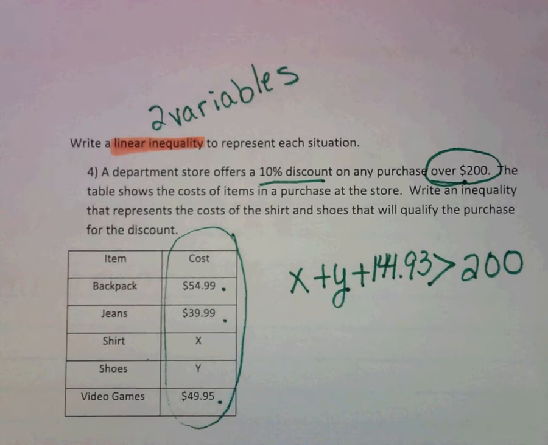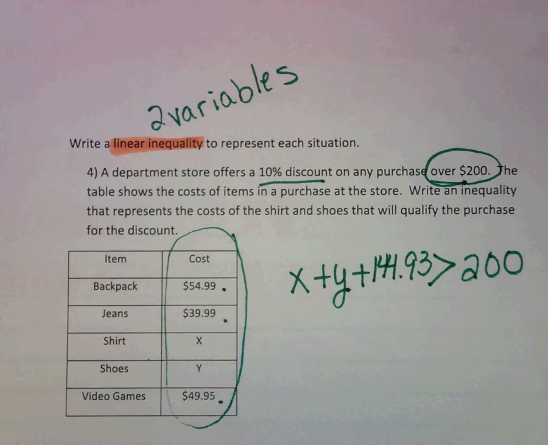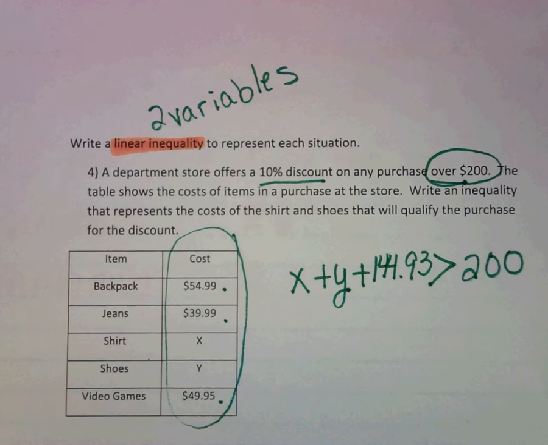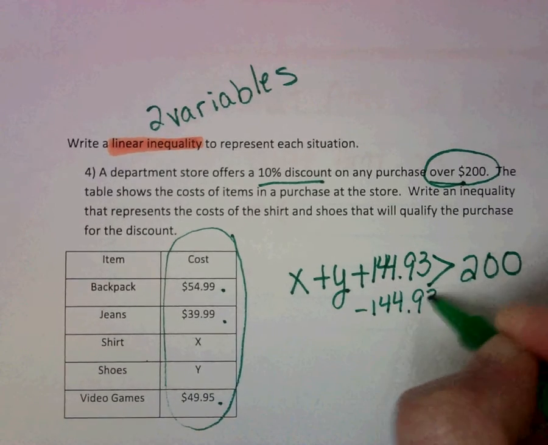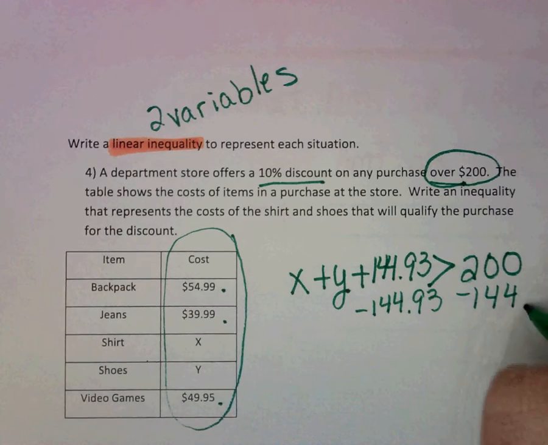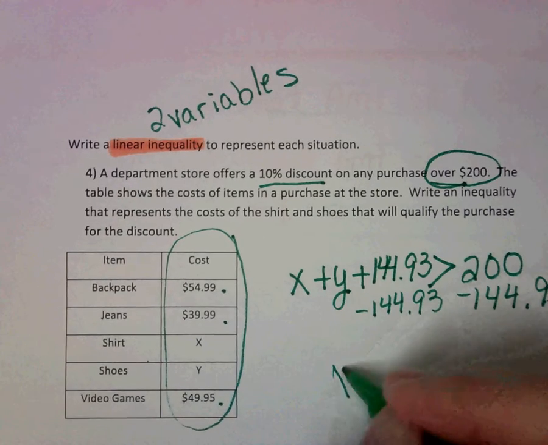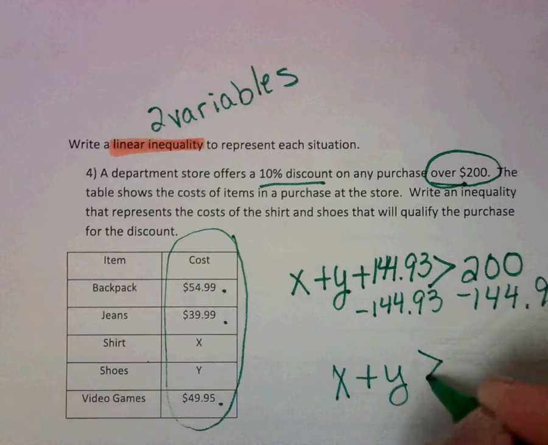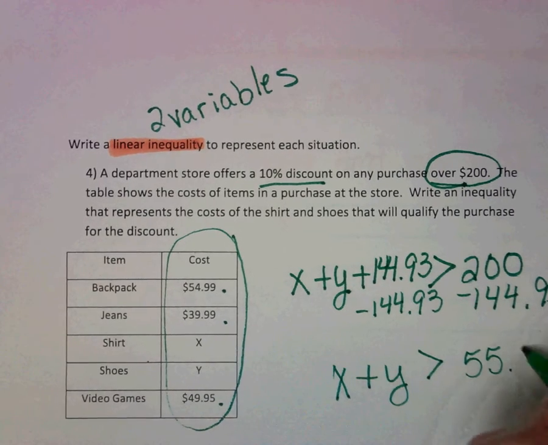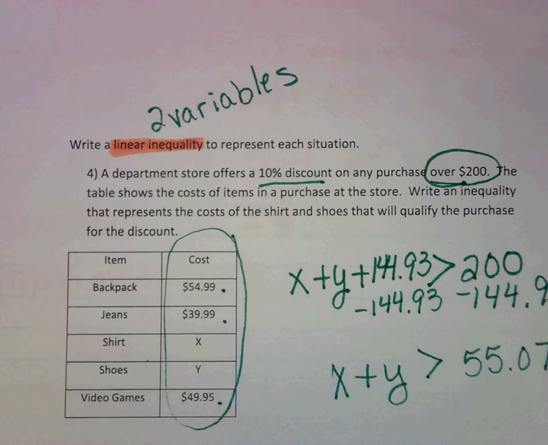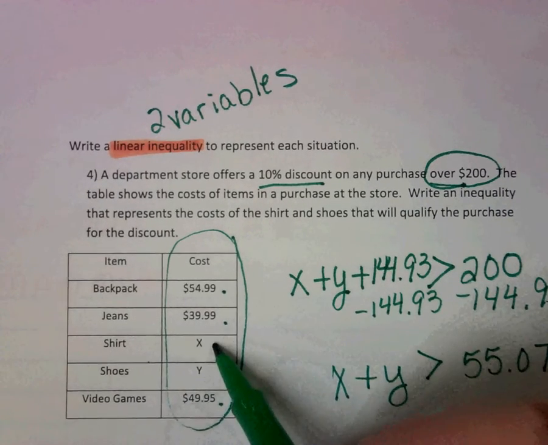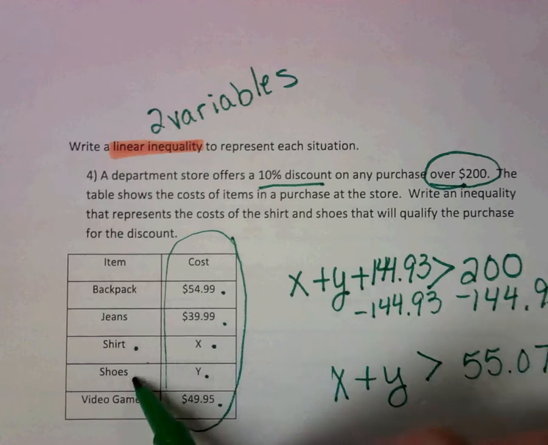But we wouldn't want to leave our inequality like that. That's not really in a form that we're used to. We can get this in standard form simply by moving our 144.93 over to the other side. Okay, so it would be X plus Y is greater than 55.07. And that's it. That's all we have to do with this. We're just looking at writing an inequality. X is the cost of the shirt. Y is the cost of the shoes.